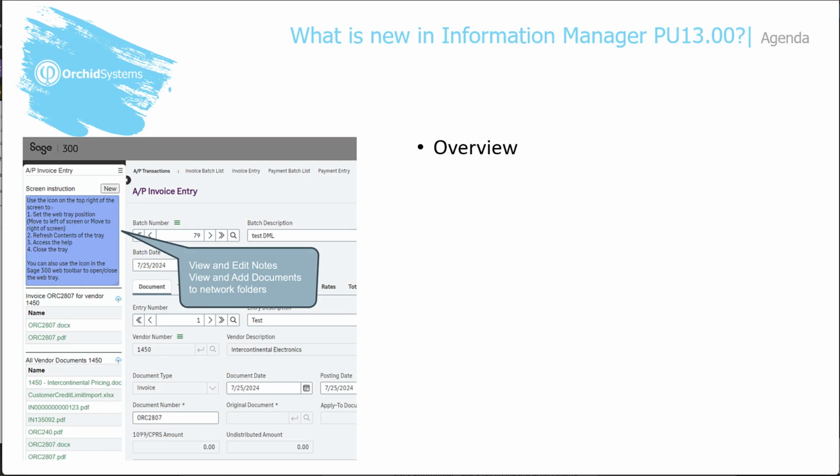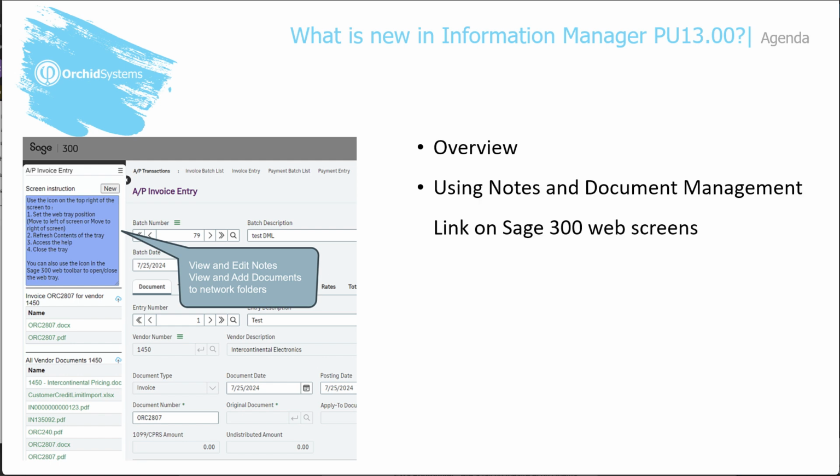We will start with a reminder of the features of Notes and Document Management Link, an overview of the functionality available in the web screens in the first release. We will then demonstrate using Notes and Document Management Link on the web screens. Many of you will recognize the examples from the Orchid sample data. We're using the same documents, as you can use both desktop and web screens in the same site and mix and match how to view and add documents and notes depending on your needs.